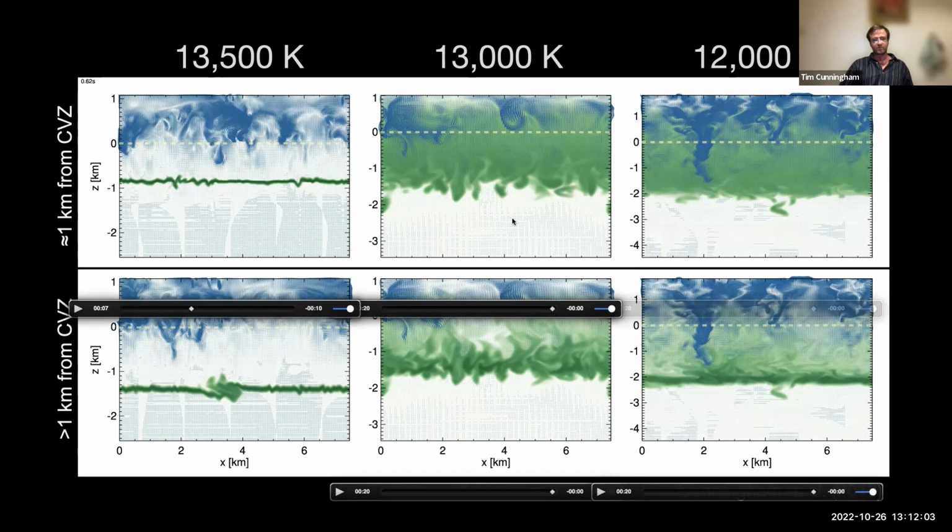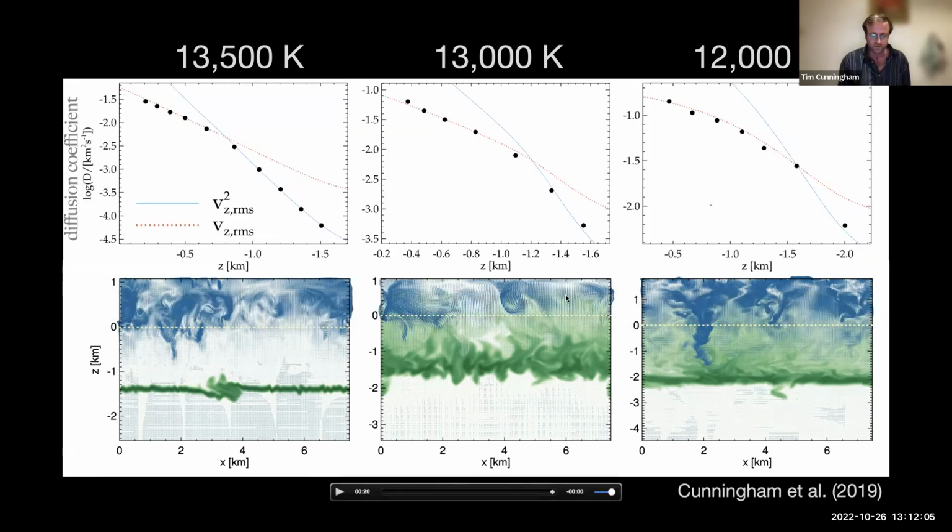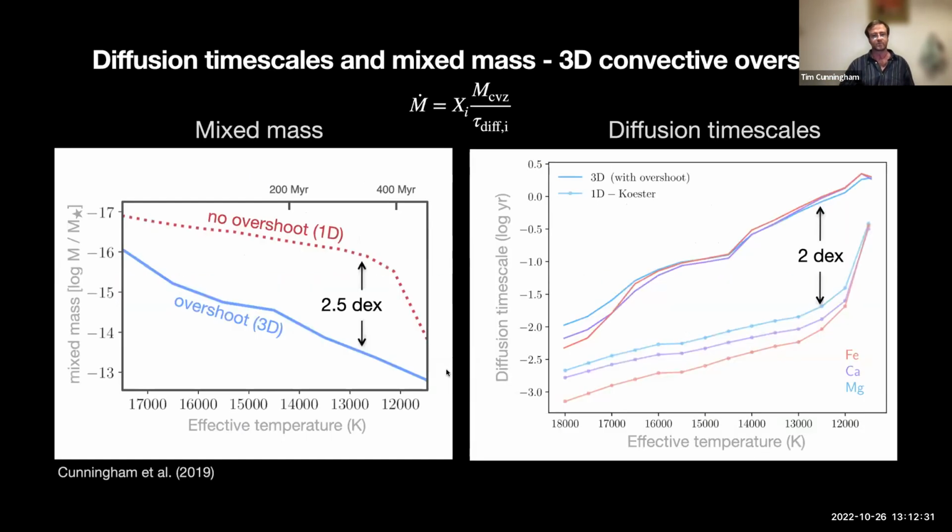So from this, we can derive diffusion coefficients due to convective overshoot. This green stuff here is a passive scalar that's moved around, and I use this to derive local diffusion coefficients due to convective overshoot. And this is the key quantity that allows us to actually define effectively how big the overshoot region is. And so this is what I've done here on the left.